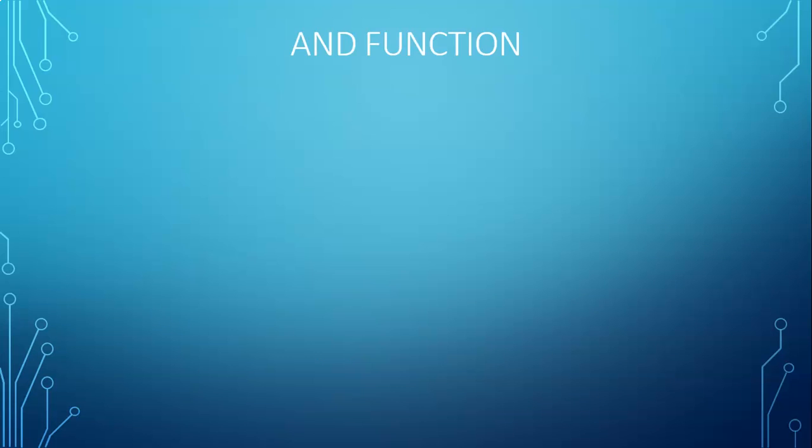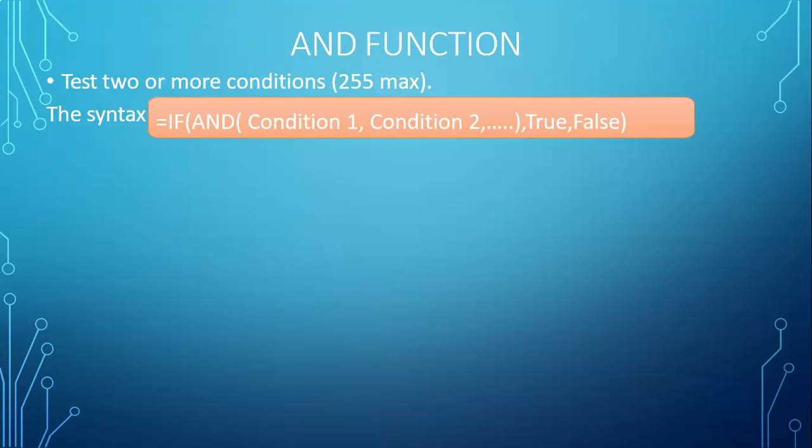And for the and function, we test 2 or more conditions, and Microsoft Excel allows us to have 255 conditions maximum. If you want to test 256, you cannot do it because the maximum that you can do is 255. Okay, the syntax. When you want to write the formula, it becomes equals to if, then you have a bracket, and bracket again. First condition, second condition, close the bracket, comma. What the answer will be for true, and then what the answer is for false, and then you close the bracket.